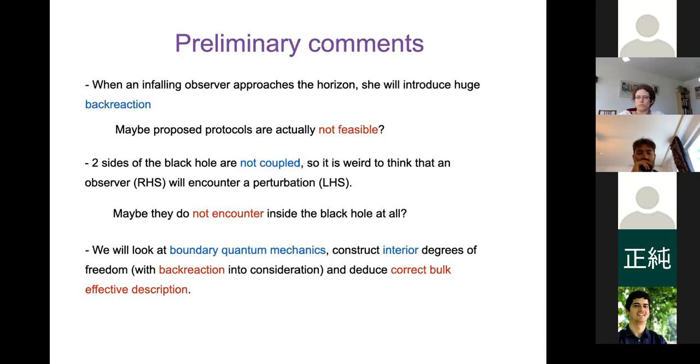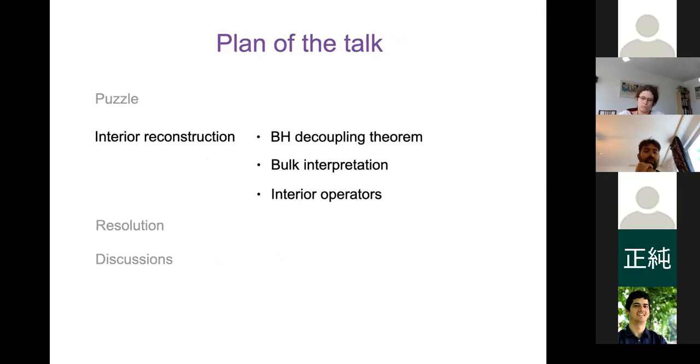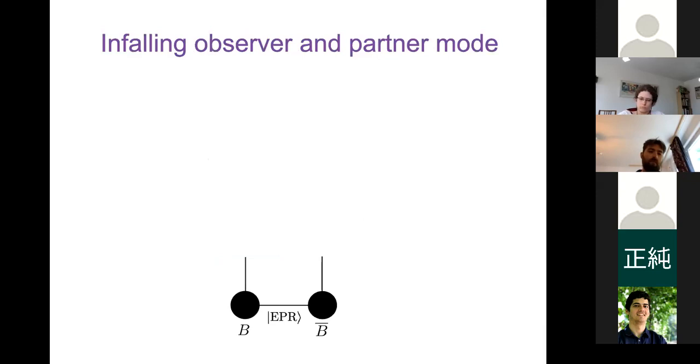Okay, so now let me move on to the main part of my talk, the interior reconstruction. The main goal of this part is to discuss the back reaction from an infalling observer on the black hole interior geometry. For simplicity of discussion, I will represent the black hole as n copies of EPR pairs supported on B and B bar. Here, B is the black hole, and you could call B bar the other side of the black hole, or the radiation.